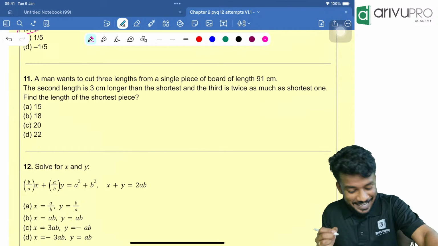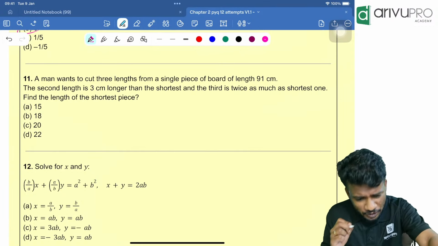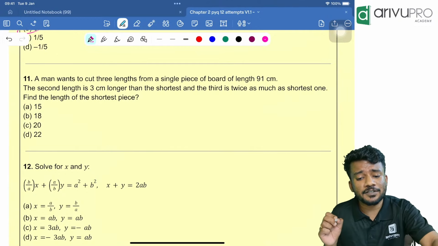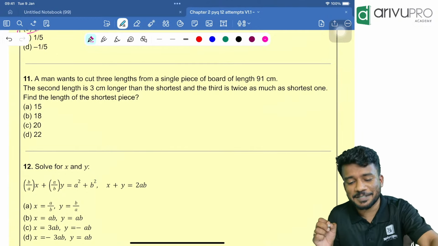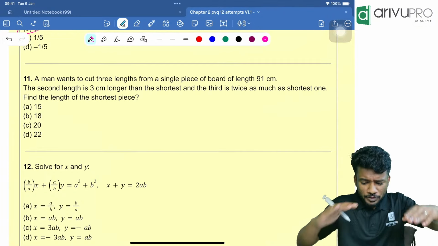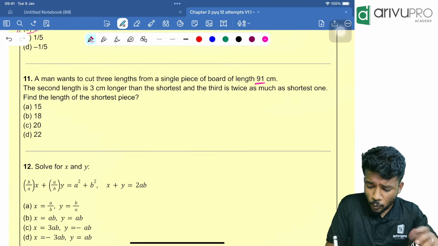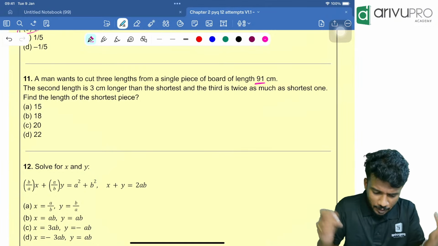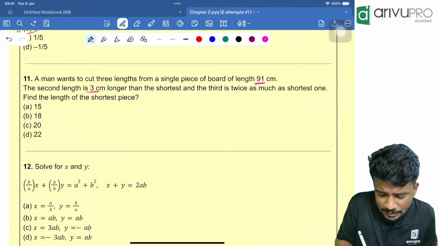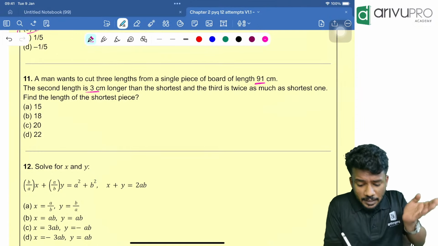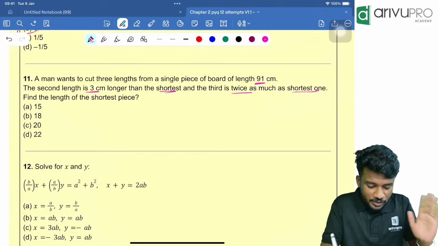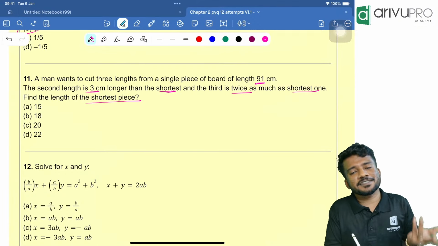Yes. So what is given? A man wants to cut 3 lengths from a single piece of board of length 91 centimeter. There is a board which is 91 centimeter long. We need to cut it into 3 parts. Now what are they telling? The second length is 3 centimeter longer than the shortest. The third length is twice as much as the shortest. Then the length of the shortest piece is how much?